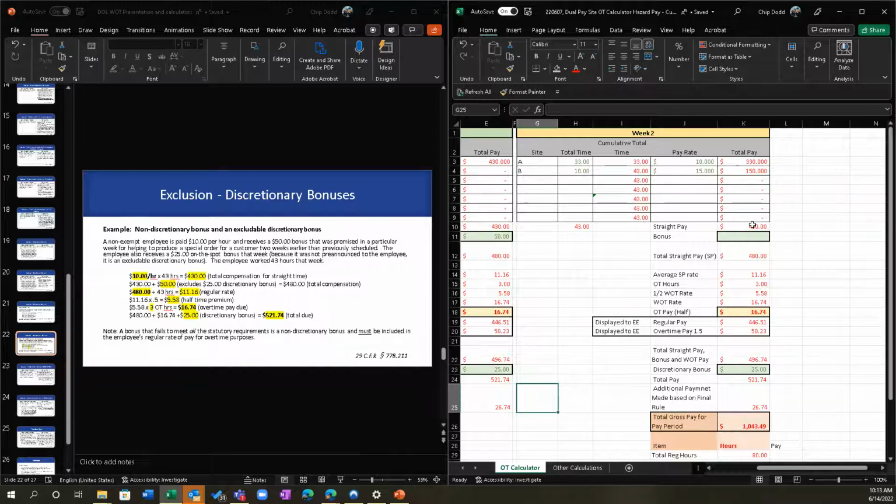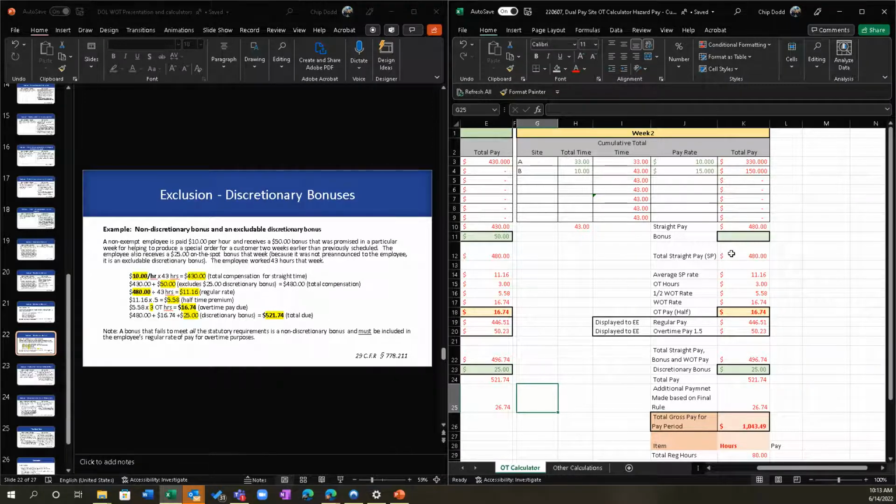So if you notice, the straight pay is 480, straight pay over here is 430, but they got the bonus here, ending up in 480. Over here, it's still 480. So the cool thing about this, in this scenario, the calculations are identical at this point because the order of operations has been done properly.